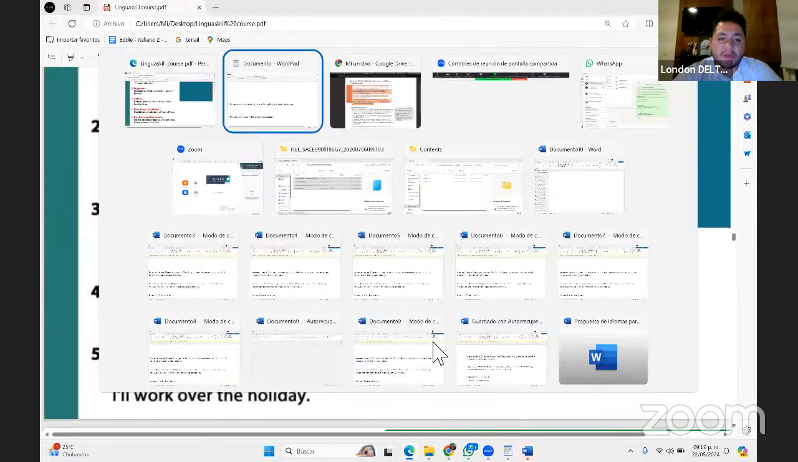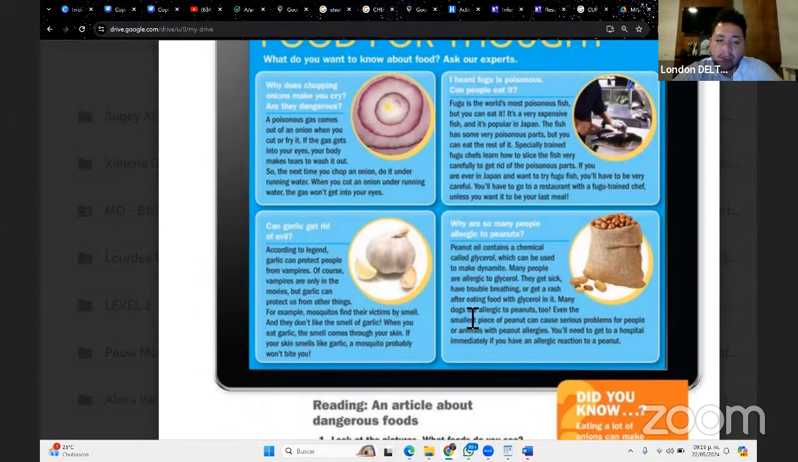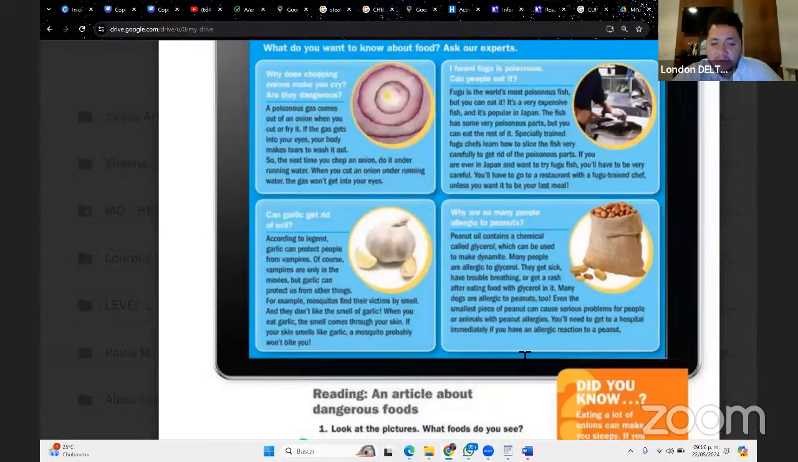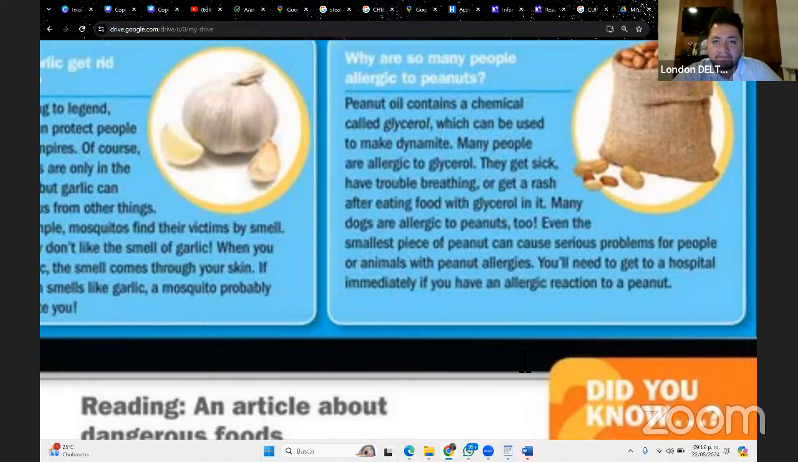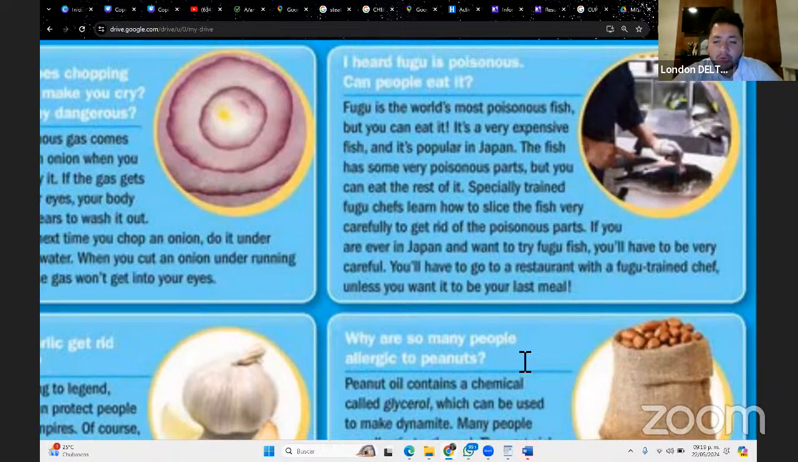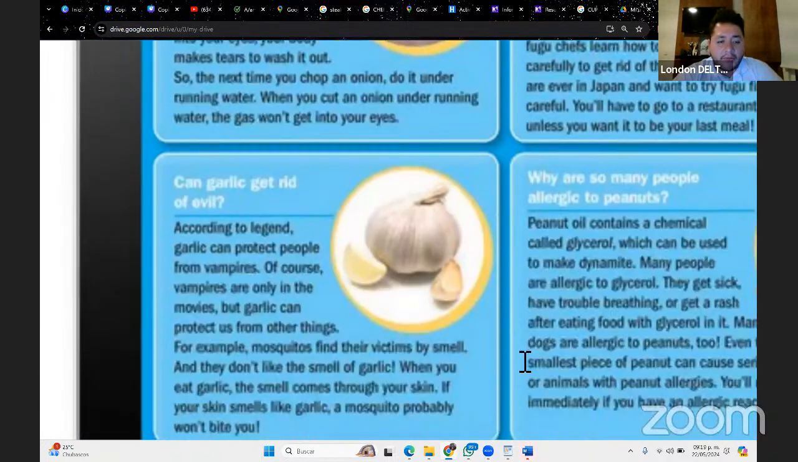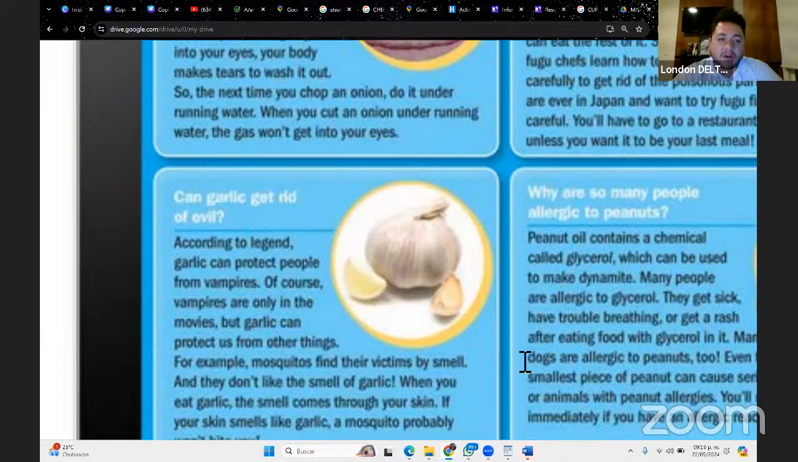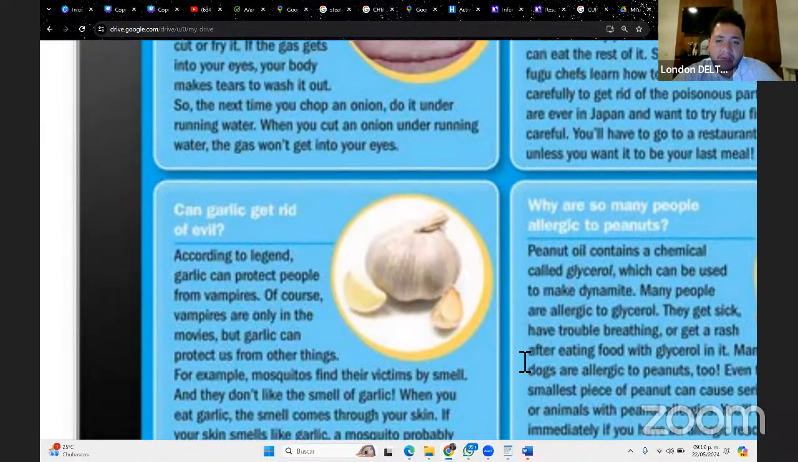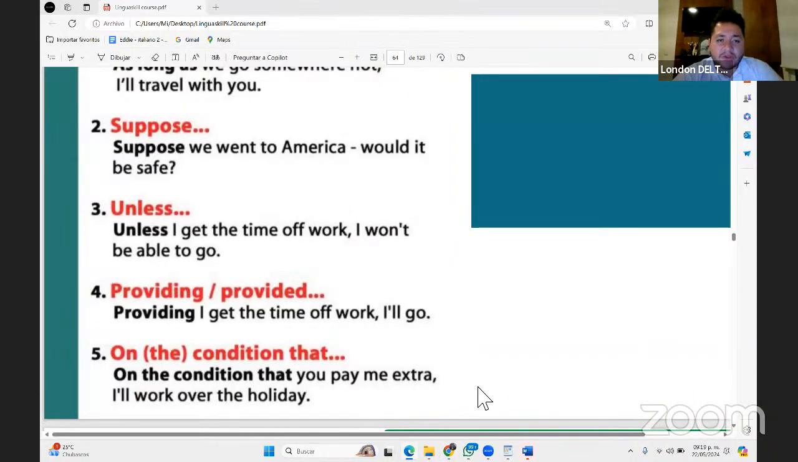Now we were talking about food, right? And some of the things that in this article were mentioned was: you'll need to go to the hospital immediately if you have an allergic reaction to a peanut. Or for example, you'll have to go to a restaurant with a food trained chef unless you want it to be your last meal. When or if you cut an onion under running water, the gas won't get into your eyes. All right. So that's for the first and zero conditional.